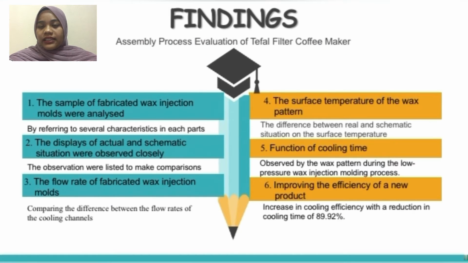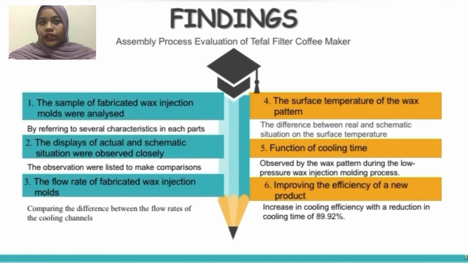Next part I will discuss the findings. The sample of fabricated wax injection mold with series conformal cooling channel C is easier to control in velocity in each part of the cooling channel. This is because of the comparable flow rates that will permit the warm flow to be maintained, since the flow rate is easy to keep up.